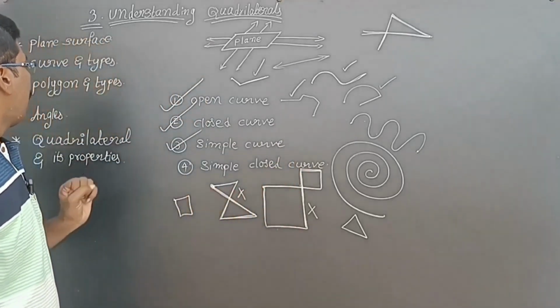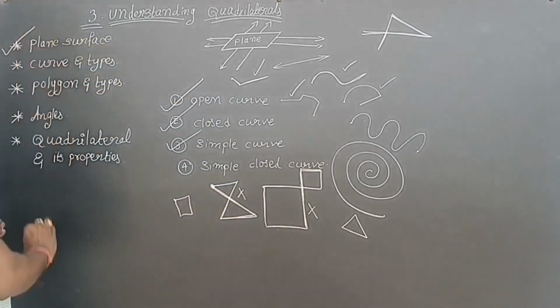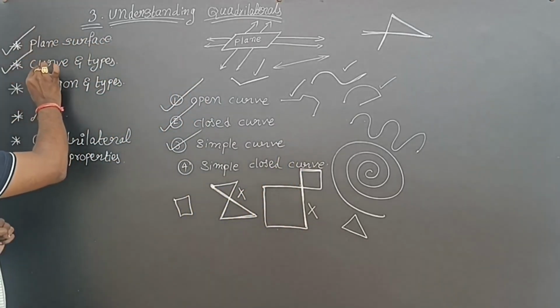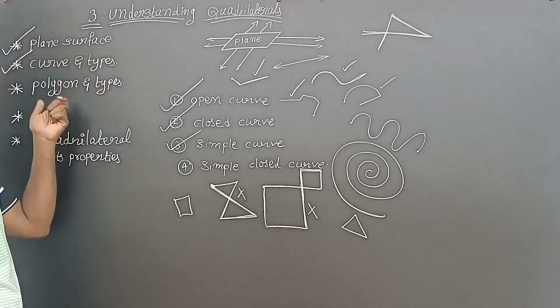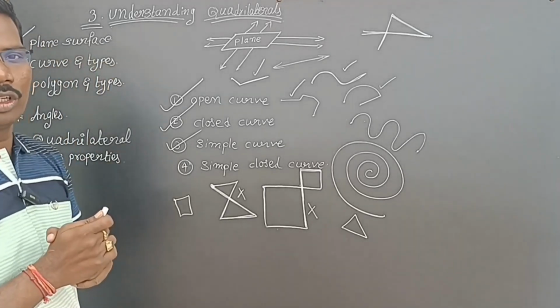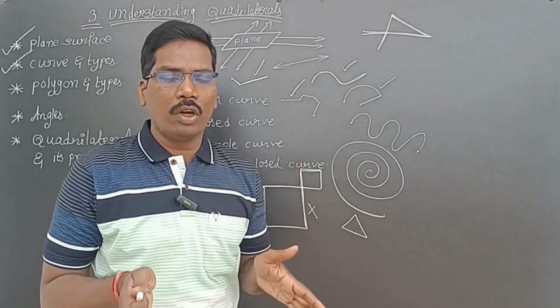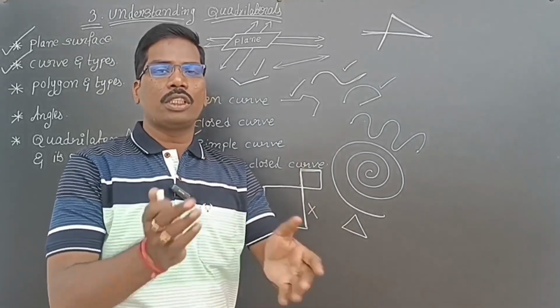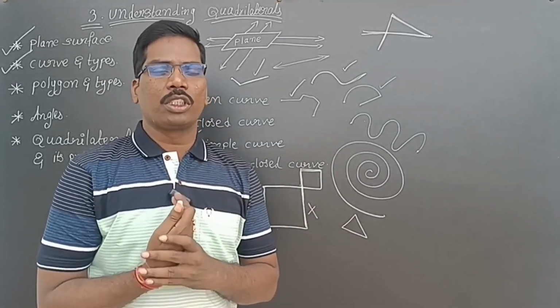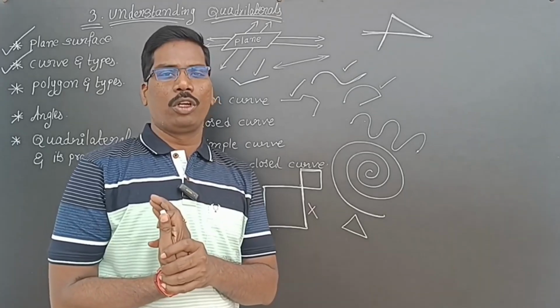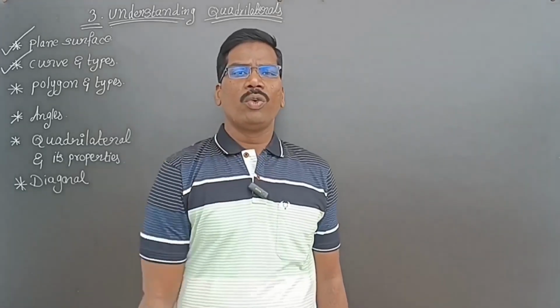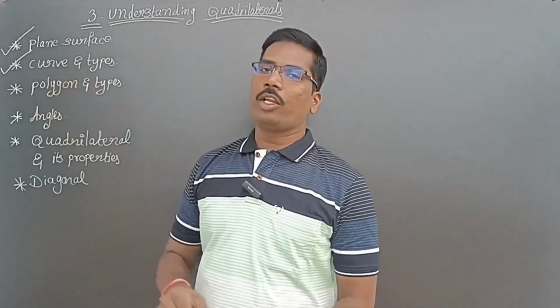So plane surfaces we have studied. Now curved surfaces, curves and their types we have also studied. Now we are going to discuss polygons. So till now, have you understood curves? If you understood clearly, keep it in the comment section. Now we will discuss polygons.